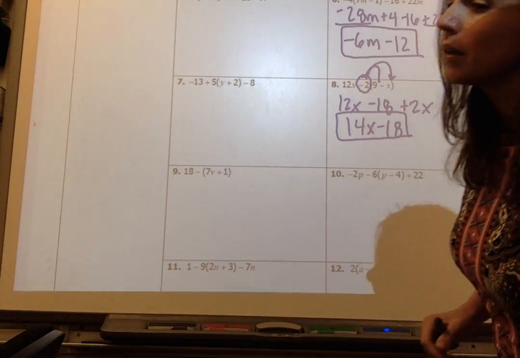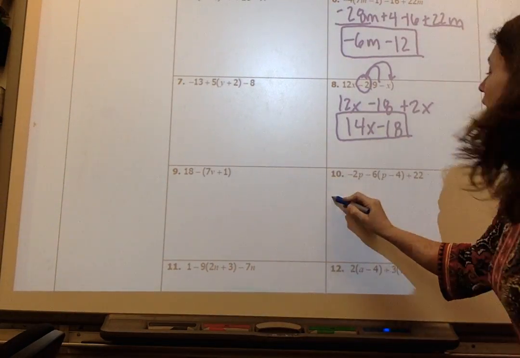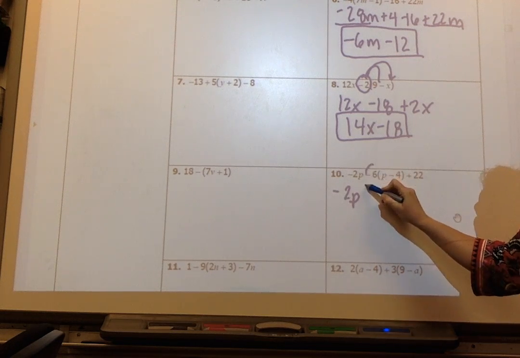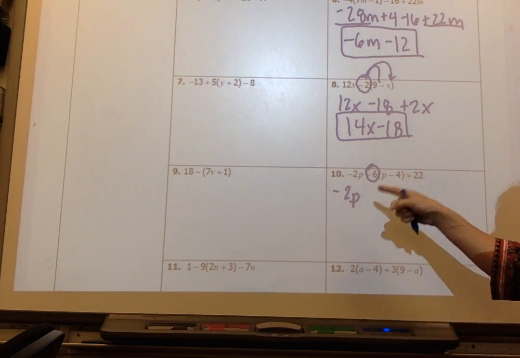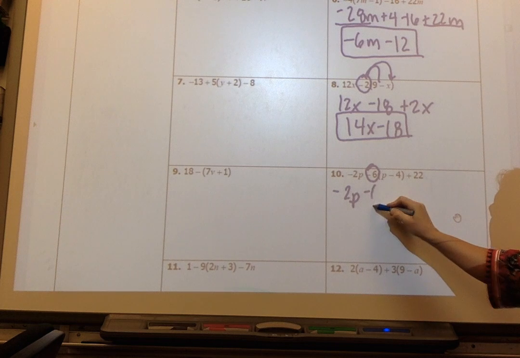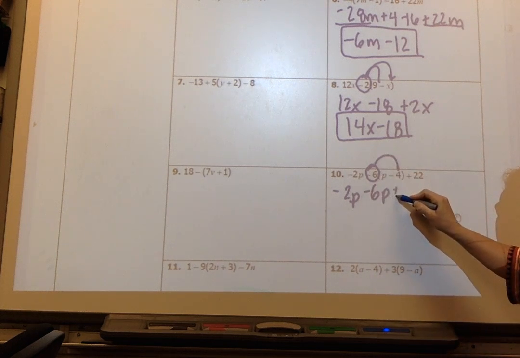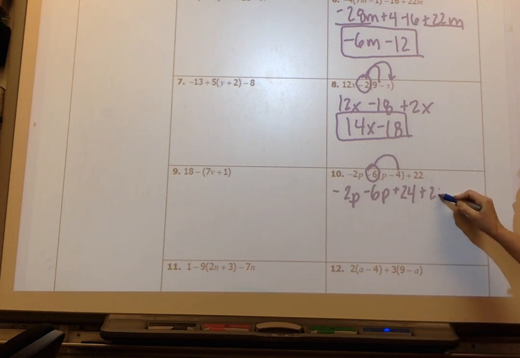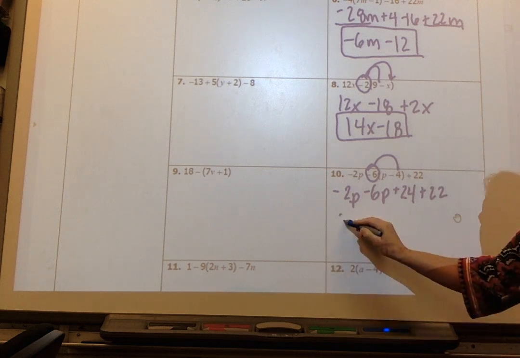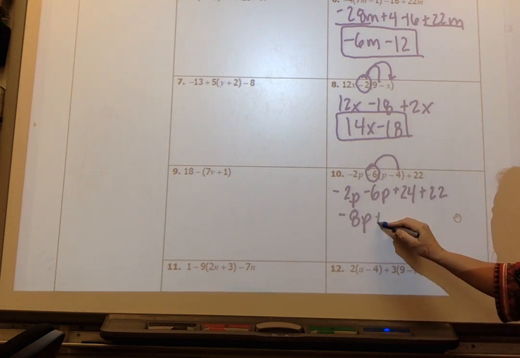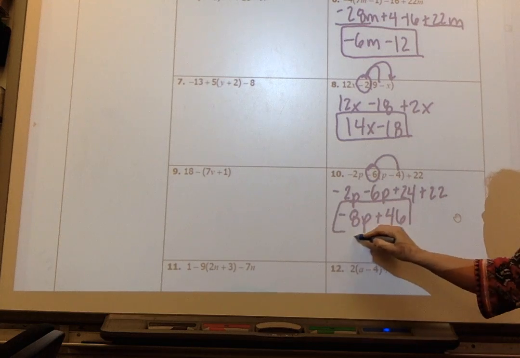All right, so number 10, I have negative 2p. I'm distributing the negative 6, directly what's outside that parentheses. And I get negative 6p and a positive 24 plus 22. When I combine my like terms, I get negative 8p plus 46. And I'm going to box my answer.